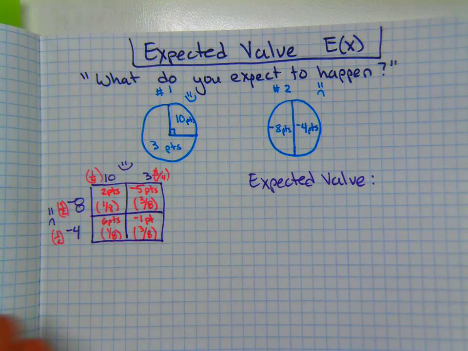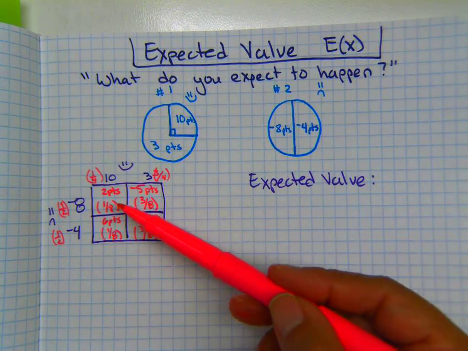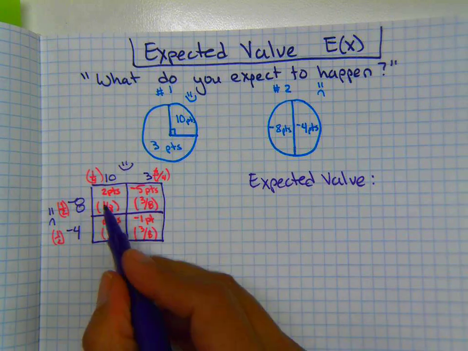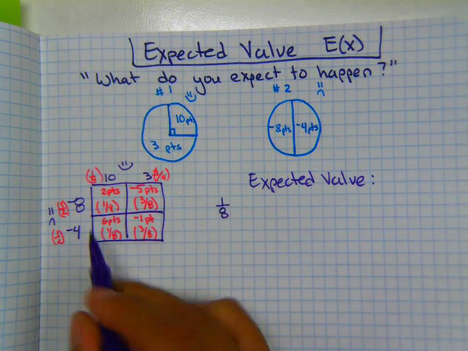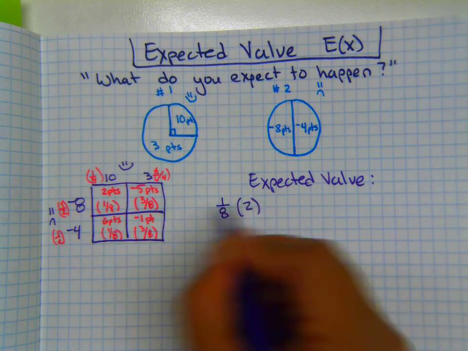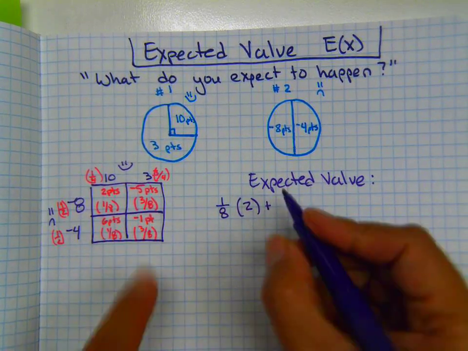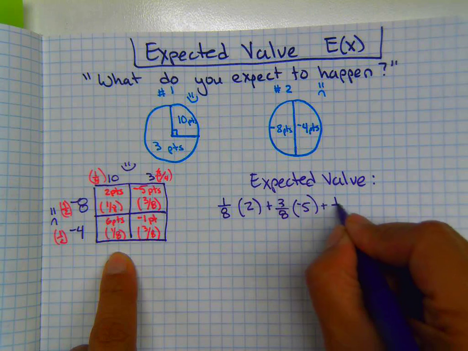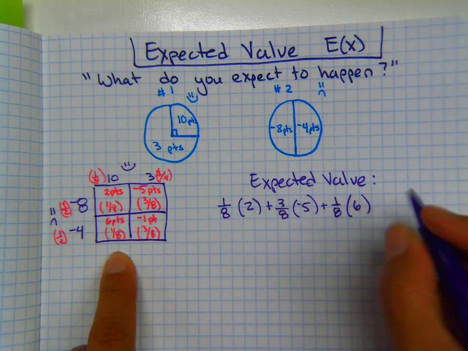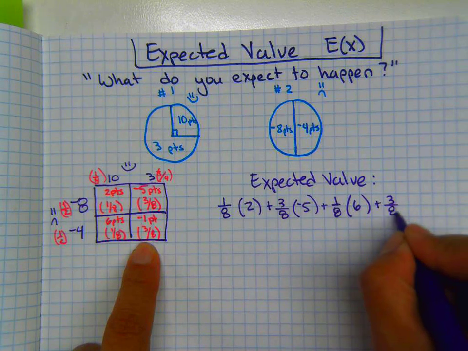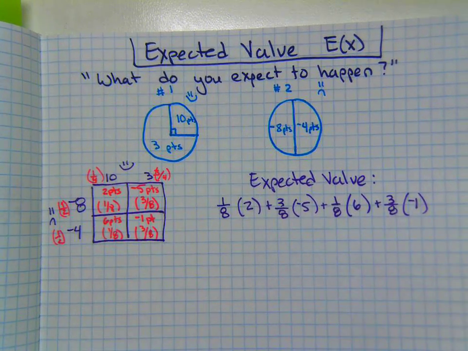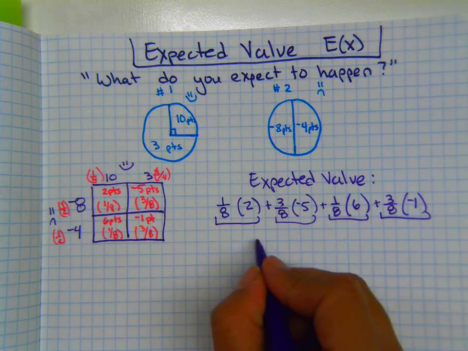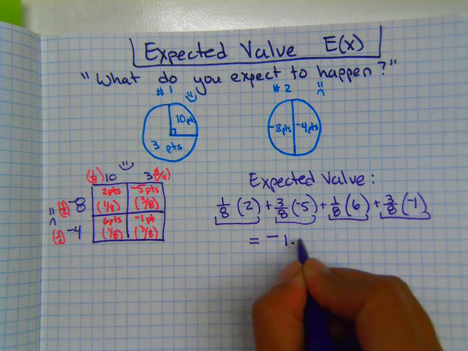All right, so now to find the expected value, I've got to take the probability of getting those points. What that means is I'm just going to take the probability, which is 1/8, times the amount of points that I would get. And I'm going to do that for each of these squares. So the next one, I'm just going to take 3/8 times -5 points, 1/8 times 6 points, and then 3/8 times -1. So I'm going to multiply all these together and add them up. And that's going to come out to be -1.25 points.